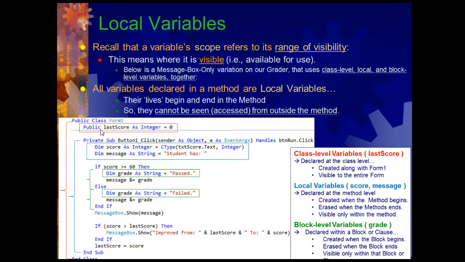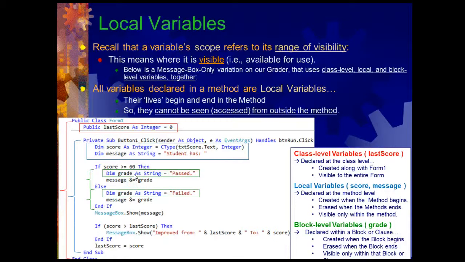So if it's public, it's available to anything within the class. If it's here, it's local. It's only within the method. This is a method, right? And then we can even define it here. Then it's only available within the block.